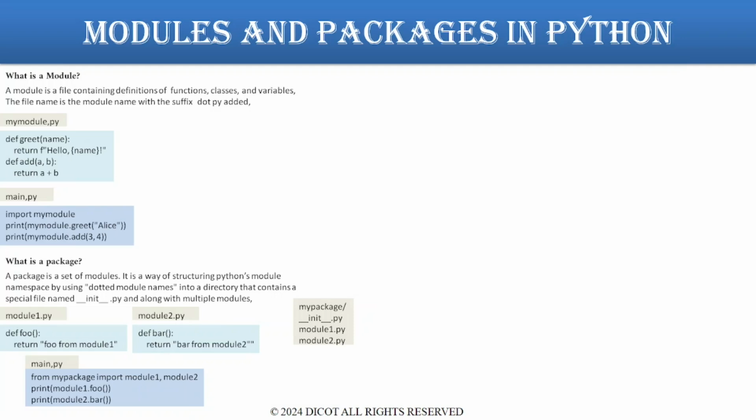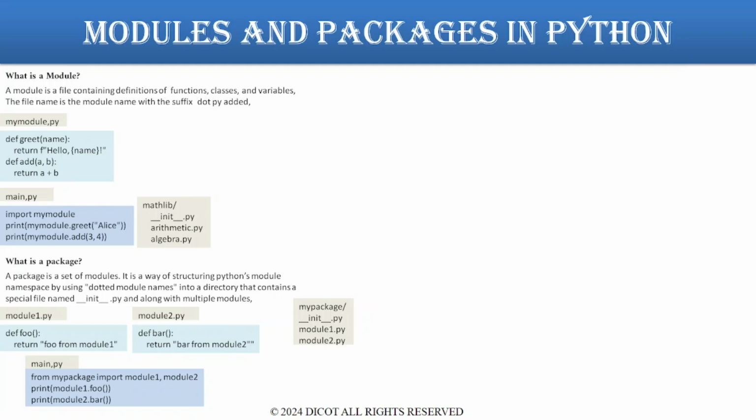Let's consider one more example where you have a package to handle various mathematical operations. Example, let's create a package named mathlib with the directory structure as shown. It has two modules, namely arithmetic.py and algebra.py, along with the __init__.py file, which makes this folder a package.